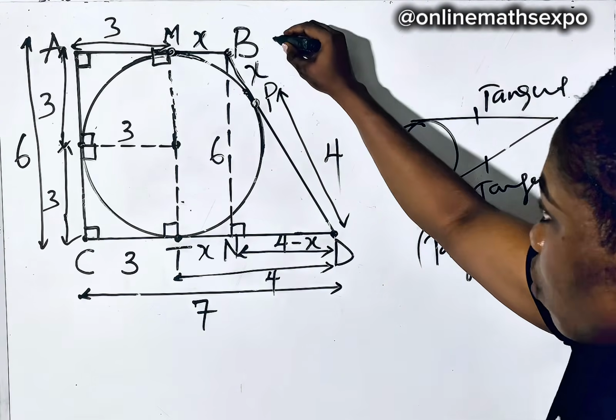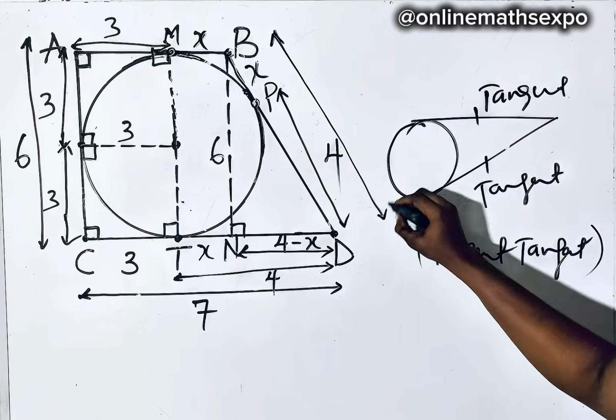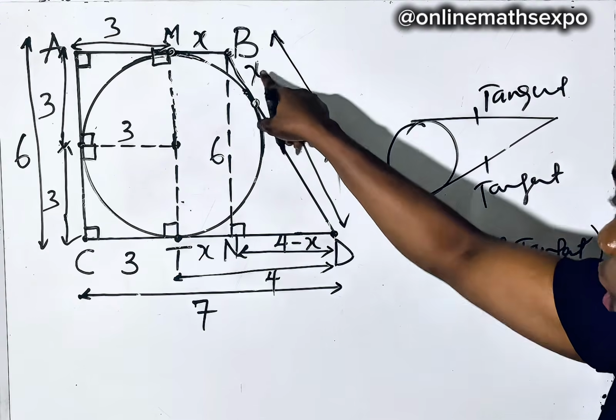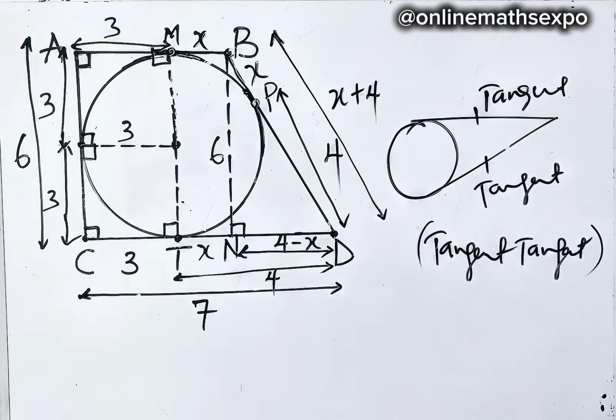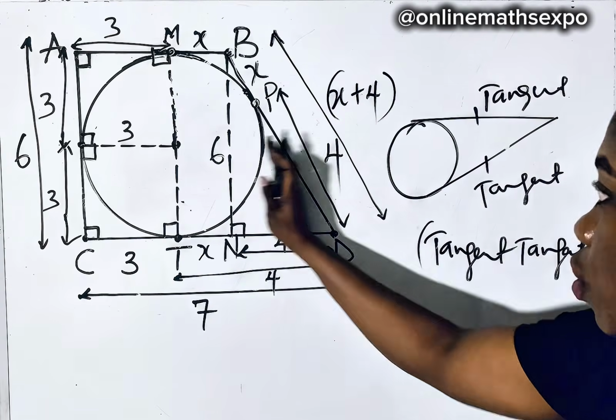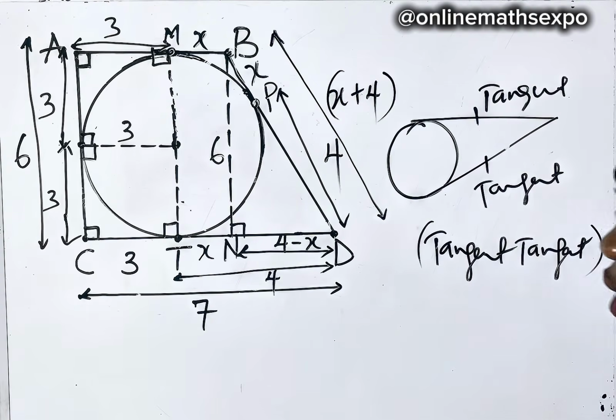In that case, we can find this whole length. And what will it be? It's going to be X plus 4. So the length is X plus 4. Now let's bring out this part of the shape, which is the right triangle. Let's do it together to find X.